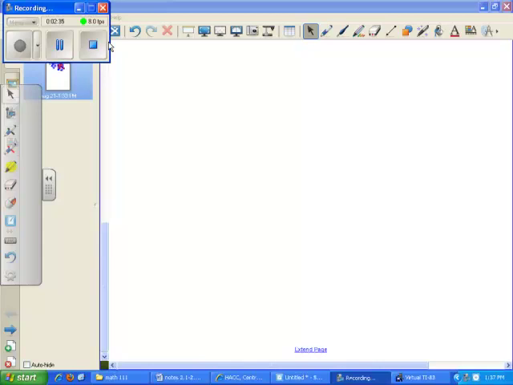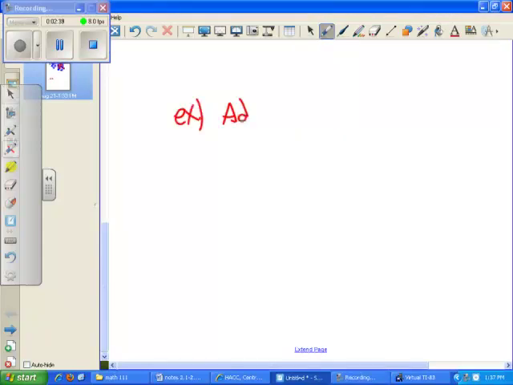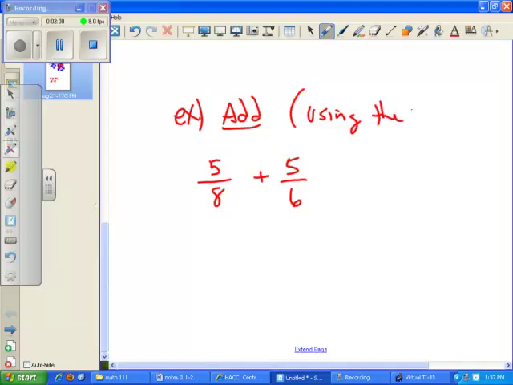All right, next level. This is everybody's favorite. Adding fractions that don't have the same denominator. All right. What if we had, I'm not going to even inject negatives in there right away. What if we had 5/8 and we wanted to add, let me think of a nice one here. Oh, 5/6.